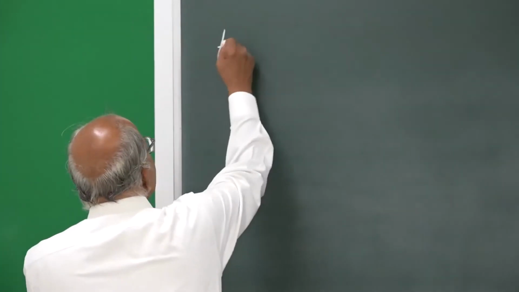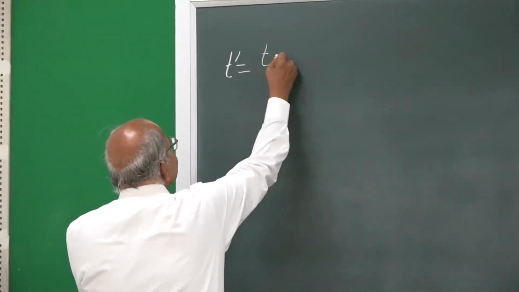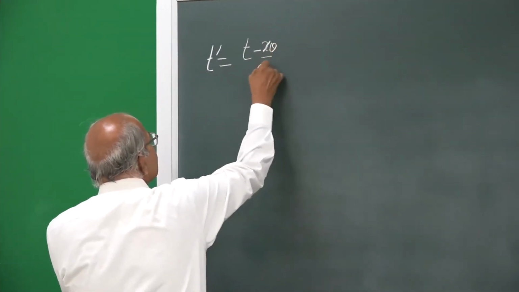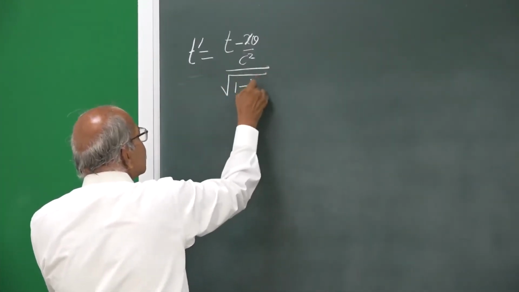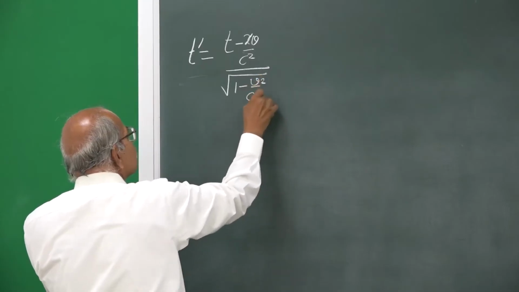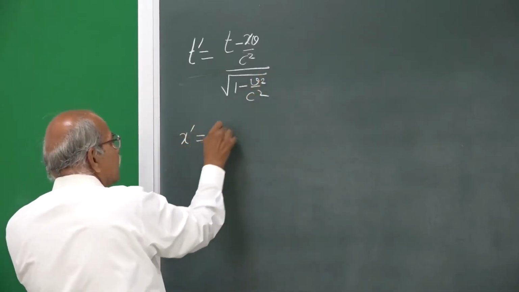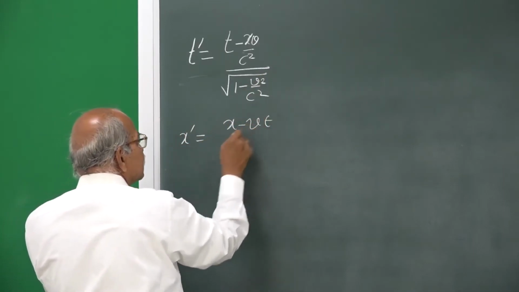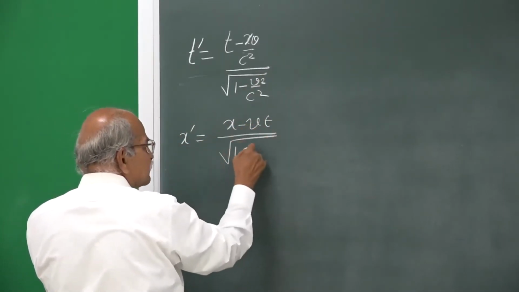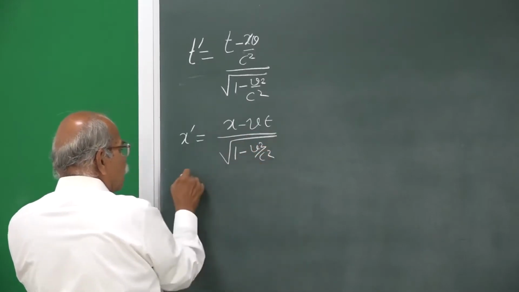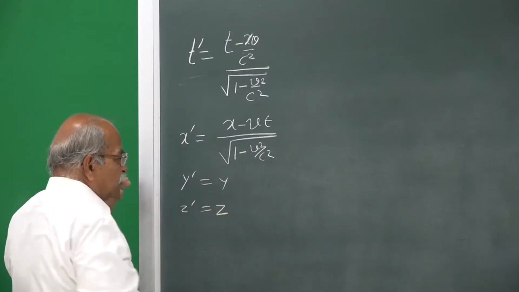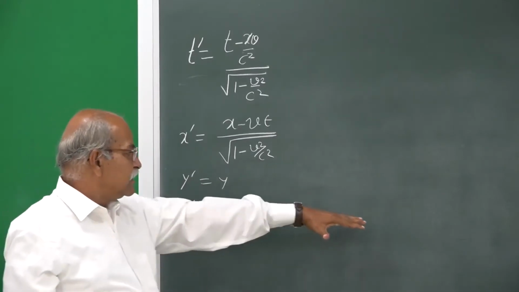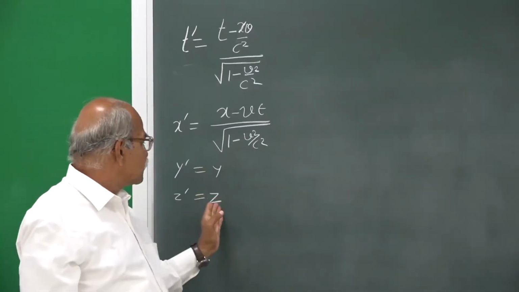t prime is equal to t minus x v by c square divided by square root 1 minus v square by c square. Then x prime is x minus v t divided by square root 1 minus v square by c square. y prime is y, z prime is z. We have taken motion along the x axis only, therefore, these coordinates do not change.